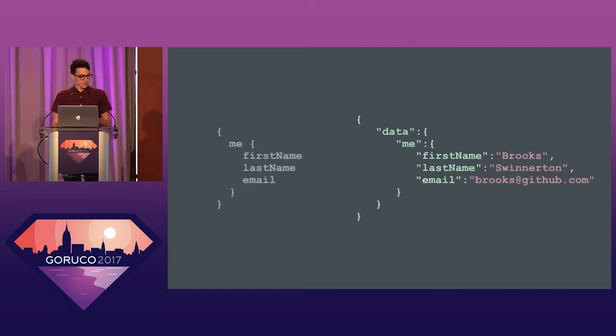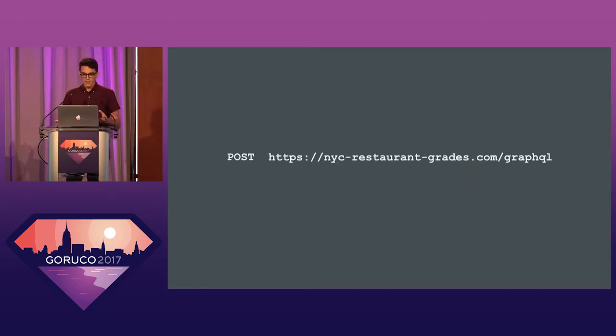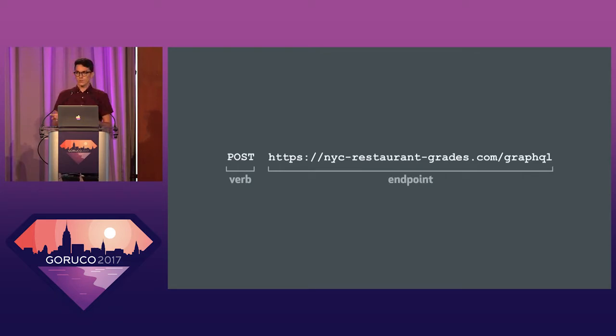So if you execute this query against a GraphQL server, you'll get back a response that looks like this. In this case, again, it's JSON. And you'll notice that the query defines the structure of the response. And that's a really important part to GraphQL. So going back to our NYC restaurant grades example, we still have an HTTP verb, and we still have an endpoint. But that's pretty much for the similarities with REST. And the reason that we have to use an HTTP POST is because the client has to send information to the server. In this case, it's the query that we would like the server to execute.